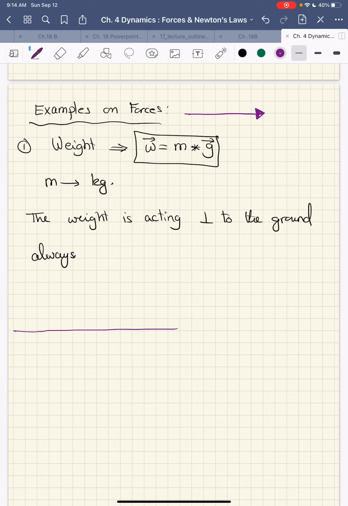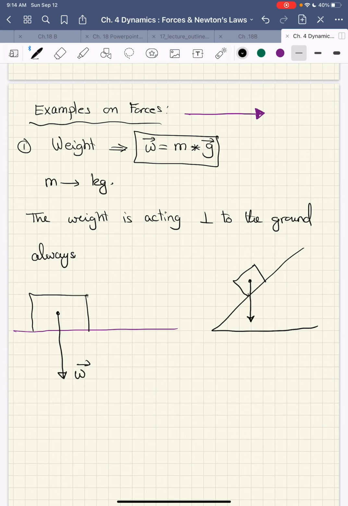For example, here, if I have this object, the weight is this way. If I have my object on an inclined plane like this, it's going to be this way. Or like here, you can say W. Okay, then always it is perpendicular to the ground.